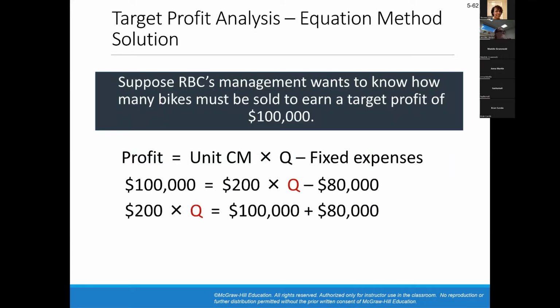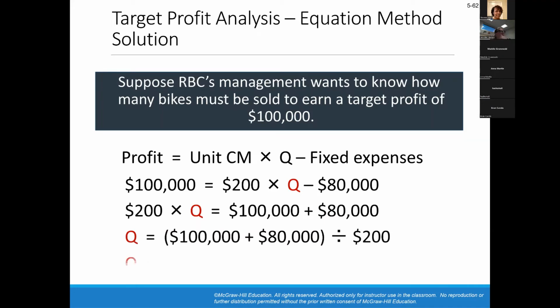So we have management wants to know how many bikes must be sold to earn the target profit of 100,000. So instead of putting a 0, now I know I gotta cover the fixed expenses, but I also want to make 100,000 on top of that. So I have 200, which is my contribution margin, times how many units is going to do that. So my total that I want to cover is the 180,000. I have 100,000 in profit that I want to make, plus I need to cover that 80,000 in fixed expenses. So it's 180,000 divided by 200. So it's 900 units.